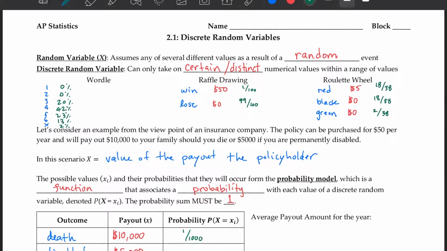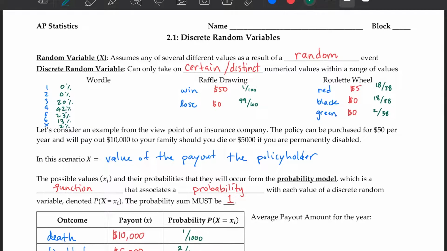We have an insurance company here, and we only have 1,000 customers, 1,000 policyholders. So in a typical year, 1 of those 1,000 will die. In a typical year, we'll say that 2 people become permanently disabled, okay? So we've got 2 people we've got to pay out money to. And then the rest of them are seeing no death, no disability. They are on the up and up here. Okay, so that's 997.